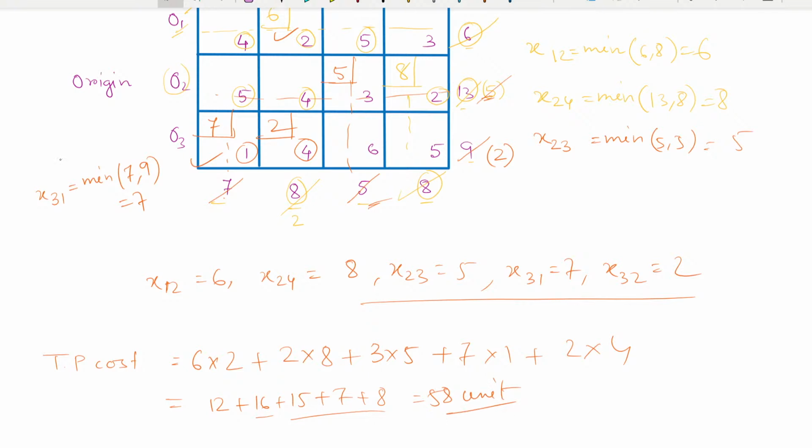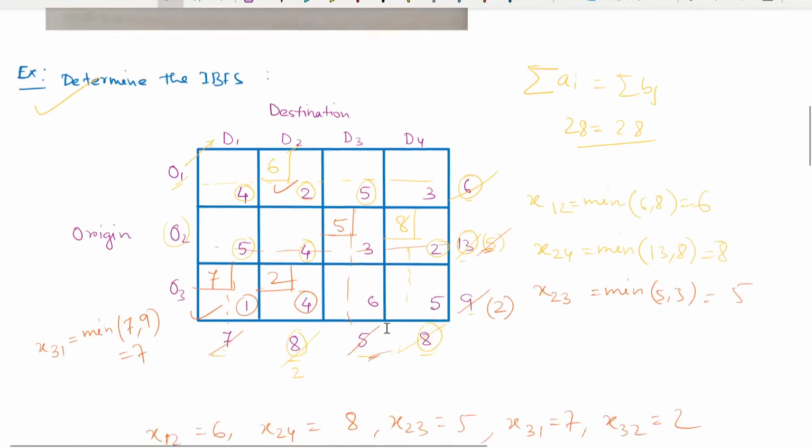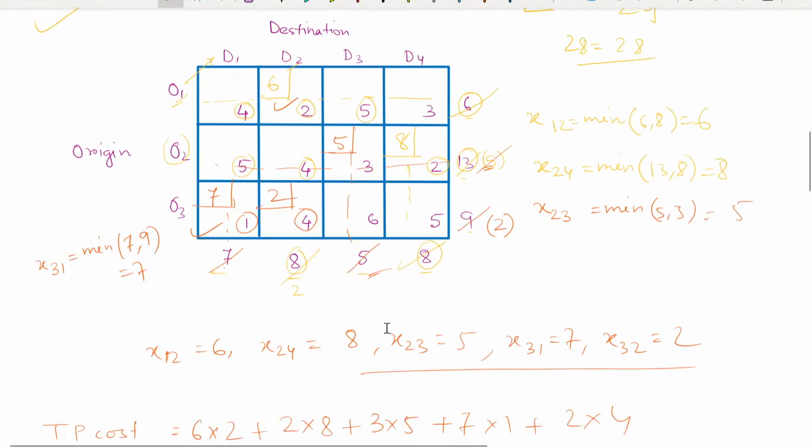So this is the row minima method, that is, we first take the first row and find the minimum element, then we go to the next minimum element if there is any availability or demand from the destination remaining. Otherwise we go to the next row. So this is the row minima method. I think this is now very easy to understand.